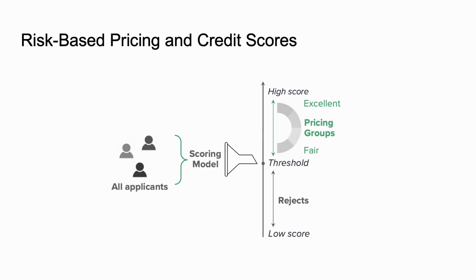Applicants who surpass the threshold are categorized into different pricing groups based on their scores, ranging from, for example, excellent to fair. The higher the score, the better the pricing group, resulting in lower interest rates for borrowers.